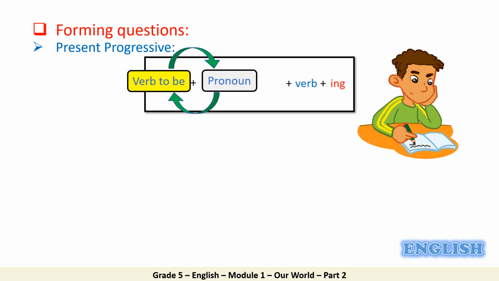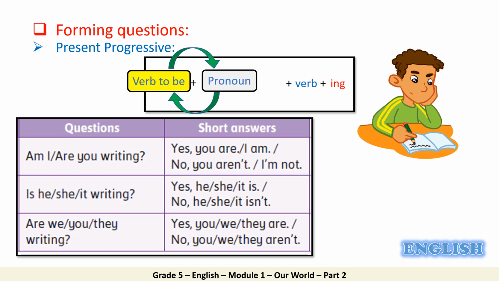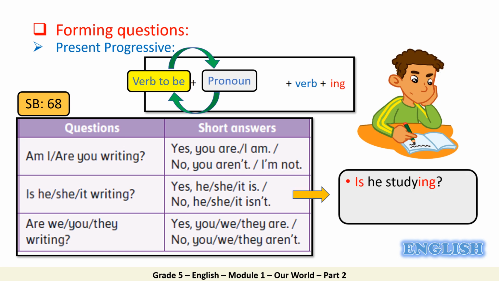Now, take a look at this table, which you can find in your student book, page 68. Don't forget, we use am with I, are with you, we, they, and we use is with he, she, it. For example, is he studying? Yes, he is.